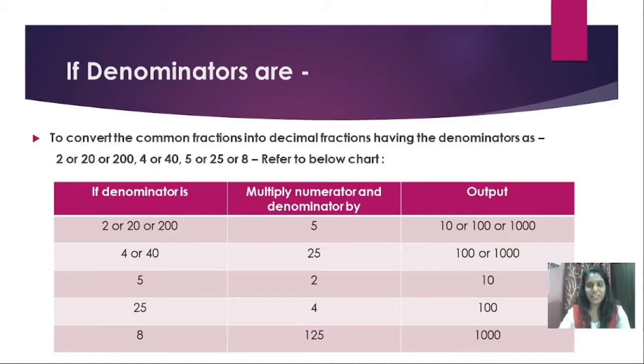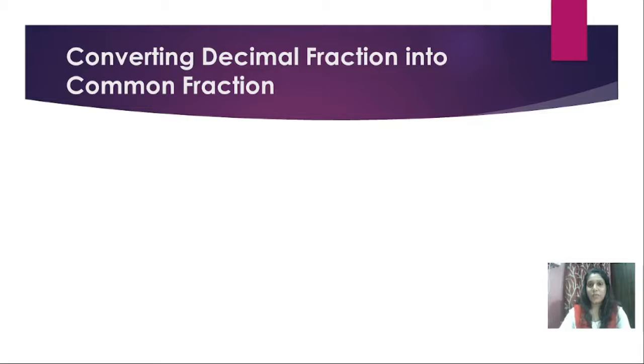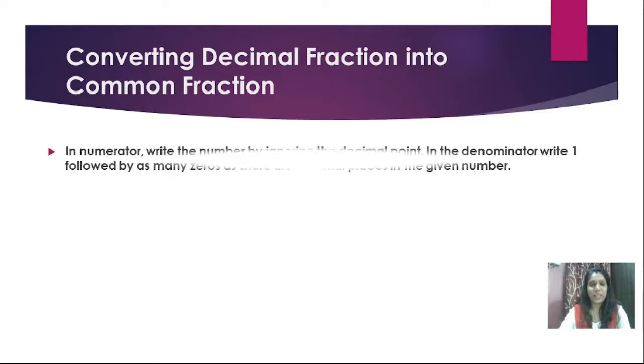Okay children. Now we will go ahead and see how the decimal fraction can be converted into common fractions. We just now saw how the common fraction can be converted into decimal fraction. Now we are going to see the opposite. So in numerator, write the number by ignoring the decimal point. In the denominator, write 1 followed by as many zeros as there are decimal places in the given number. So let us see this with an example.